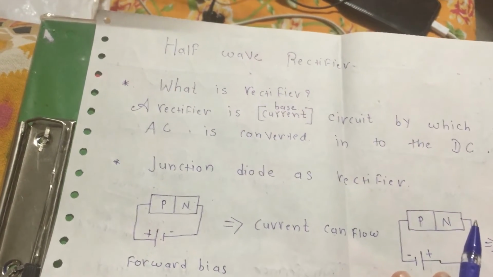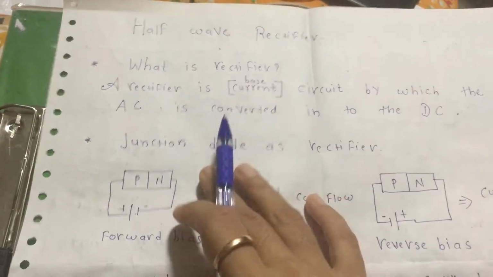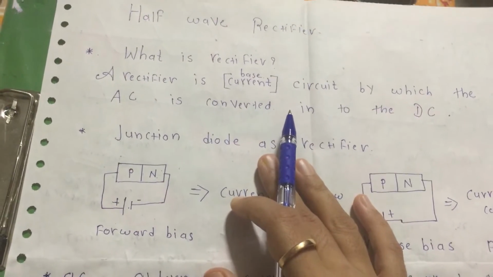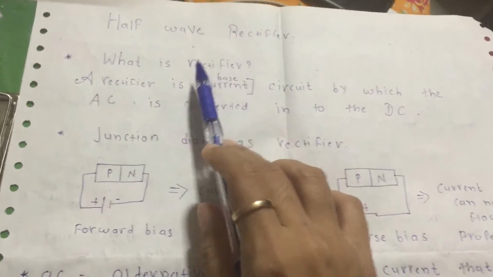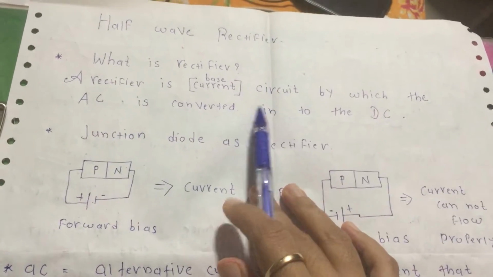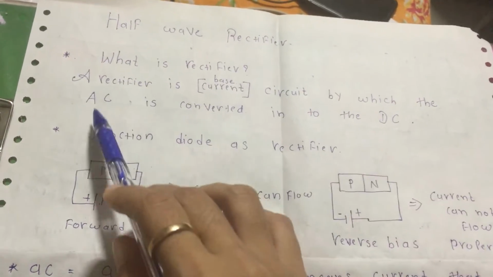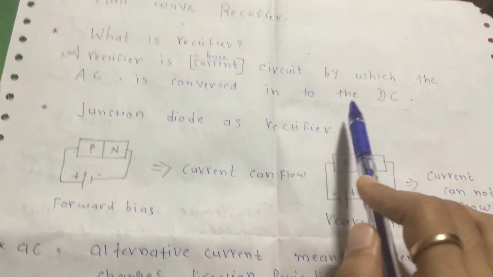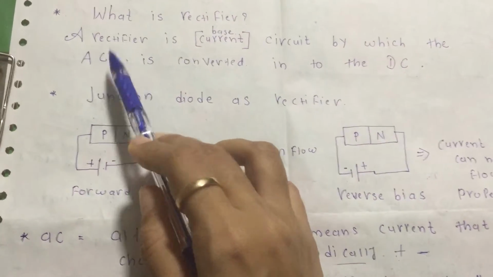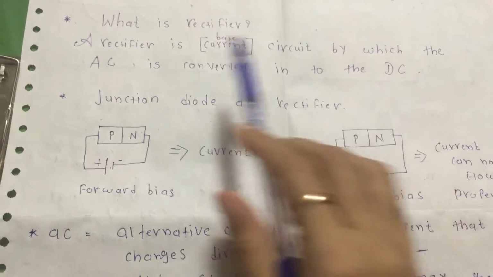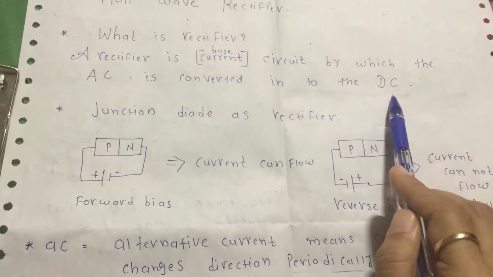Today we are going to learn about the half-wave rectifier. What is a rectifier? A rectifier is a current-based device of electronics. So what happens in a rectifier? It is the rectification of the current. It means the rectifier is a circuit by which AC is converted into DC. Okay? AC means alternating current and DC means direct current. So alternating current will be converted into direct current.